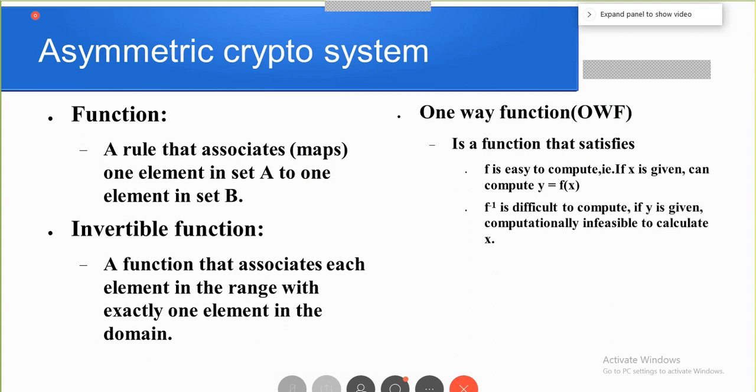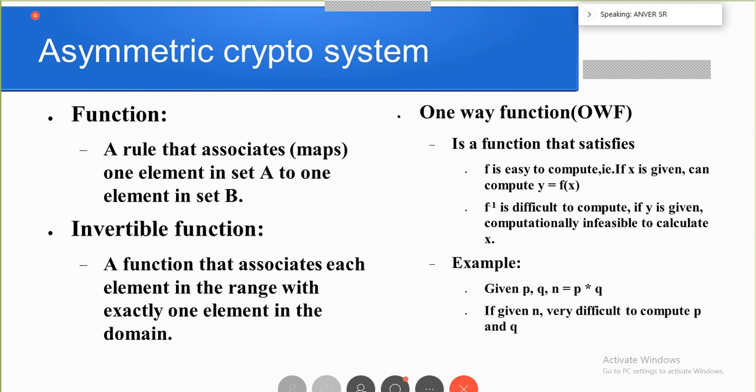Then what is a one-way function? It is a function that satisfies the following. f is easy to compute. That is, suppose we are given x, it is easy to compute y equal to f of x. And it is difficult to compute its inverse. Even if it is invertible, it should be difficult to compute f inverse. That means if we are given y and asked to compute x, it should be computationally infeasible to calculate x from the given y. That is a one-way function.